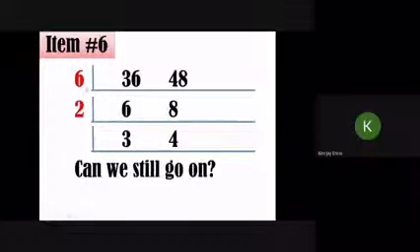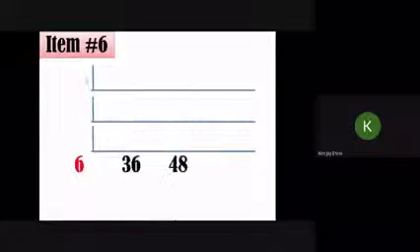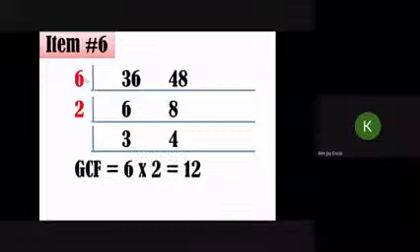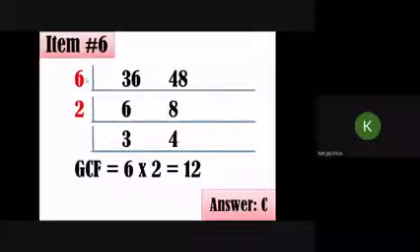Take note that some of you might start with prime numbers, but what matters is that they are all divisible by the number that you place there. So it's simply 6 times 2 or 12. Letter C. All right. I hope you got that correctly.